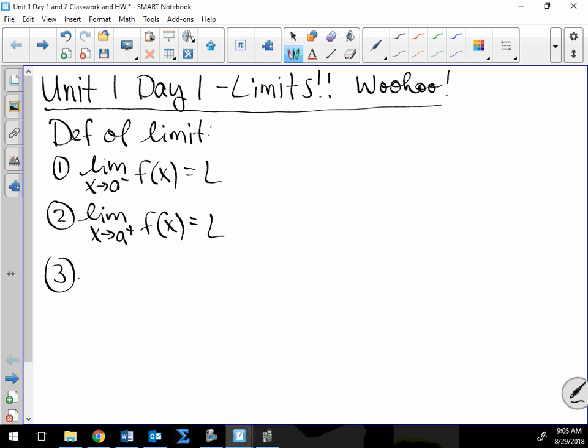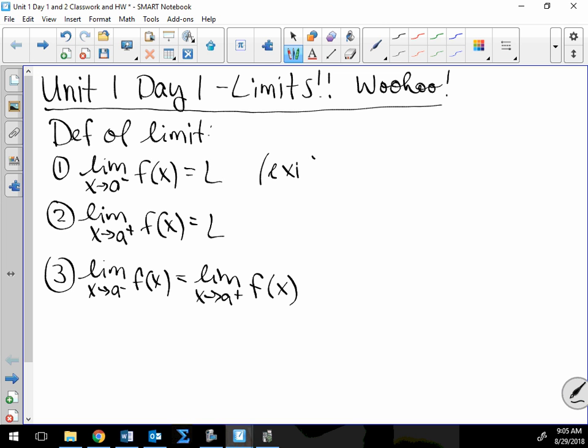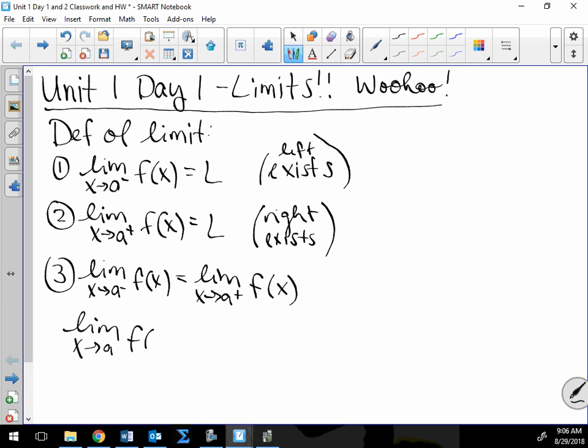And they must equal each other. So the limit as x approaches a from the left must equal the limit as x approaches a from the right. Okay, so really the left-handed limit exists. The right-hand limit exists. They're equal. So in order for the overall limit to exist, those pieces must be true. Okay, so in this event, we would say the limit as x approaches a of f of x equals none.